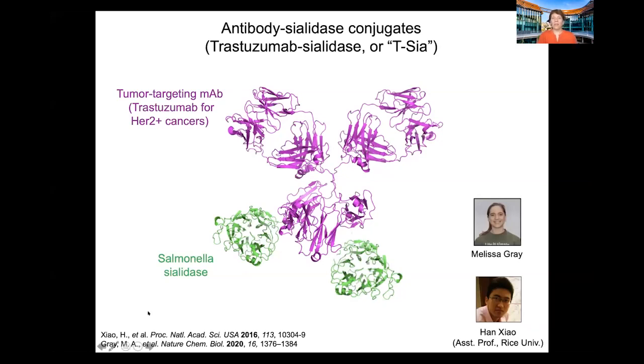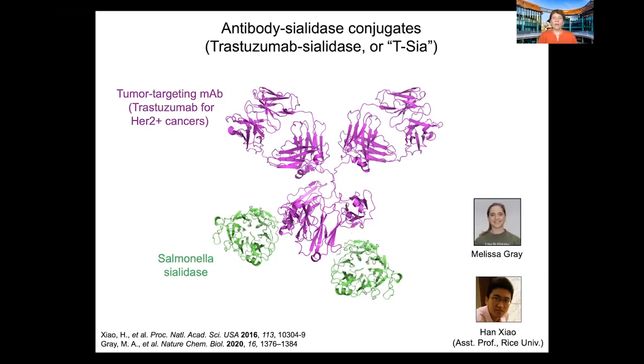So we started this project in the hands of a talented postdoctoral fellow named Han Shao, who happened to do his PhD work in Pete Schultz's lab, who's one of our speakers later today. He's now an assistant professor at Rice University. And after his first generation pass at making an antibody sialidase conjugate, he then trained Melissa Gray, who's a fifth-year grad student in the lab.